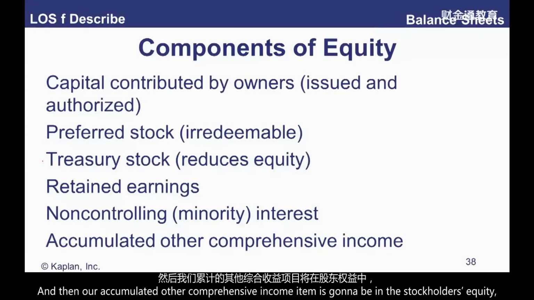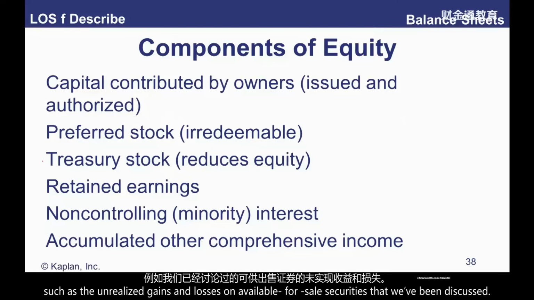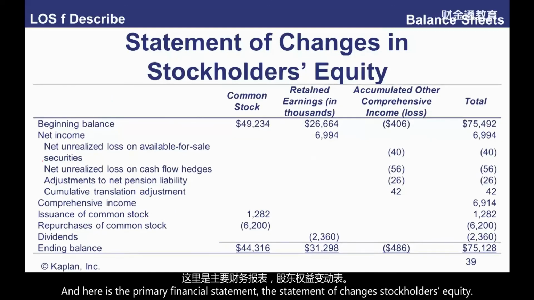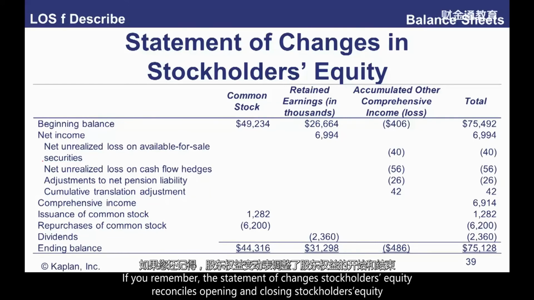And then our accumulated other comprehensive income items are going to be in stockholders' equity, such as the unrealized gains and losses on available for sale securities that we've just discussed. Now, here is the primary financial statement, the statement of changes in stockholders' equity. If you remember, this statement reconciles opening and closing stockholders' equity.